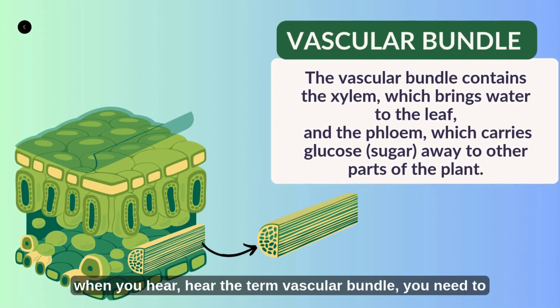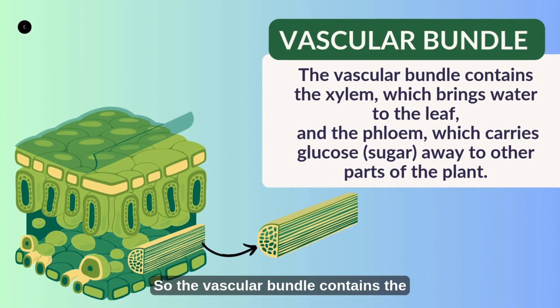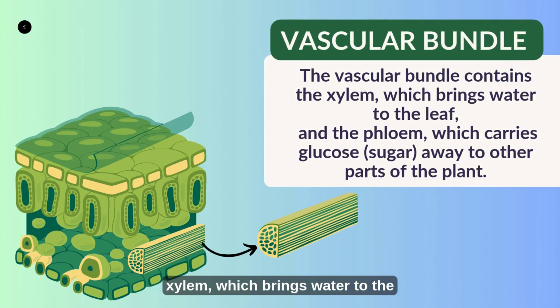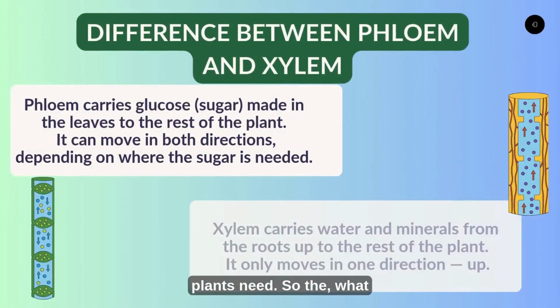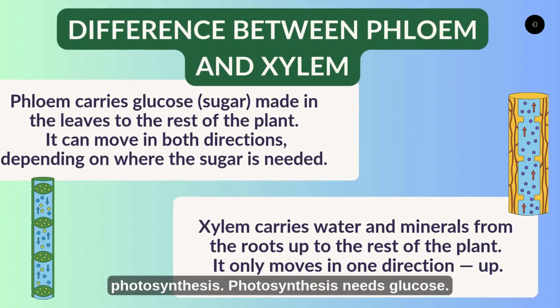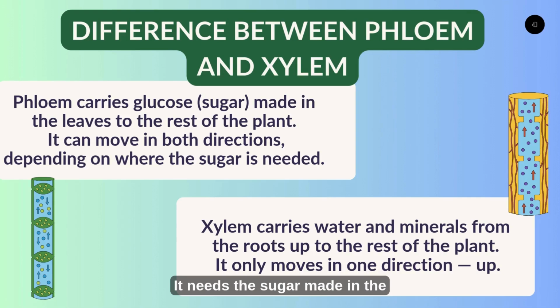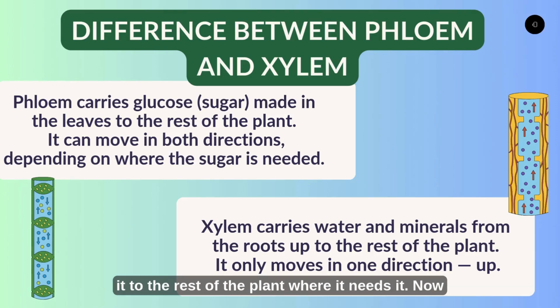So when you hear the term vascular bundle, you need to think of the xylem and the phloem. The vascular bundle contains the xylem, which brings water to the leaf, and the phloem, which carries glucose, the sugar, away to other parts of the plant, the food that the plants need. So what is the difference between the phloem and the xylem? Photosynthesis makes glucose, the sugar made in the leaves, and it needs to be transported to the rest of the plant where it is needed.